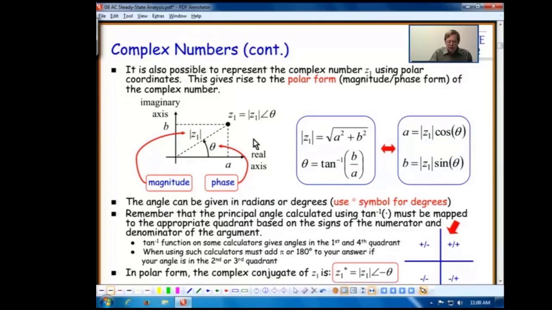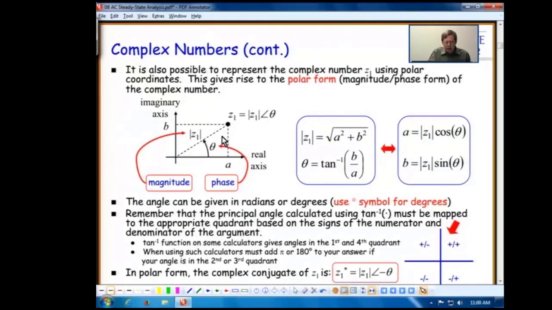So it's fairly easy to convert by trigonometry between the two forms of the equations. If we have something expressed in rectangular form and we know the A and B values, then we can find the magnitude and angle of the polar form of a complex number. The magnitude is equal to the square root of a squared plus b squared. It's the hypotenuse of this right triangle. And the angle is the inverse tangent of b over a, or imaginary over real. And of course we can go the other way too.